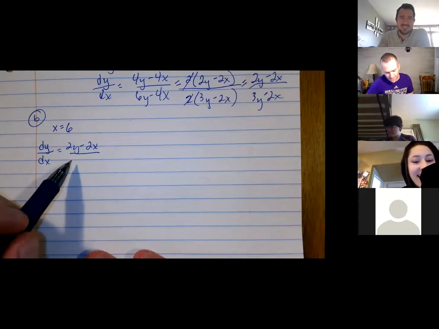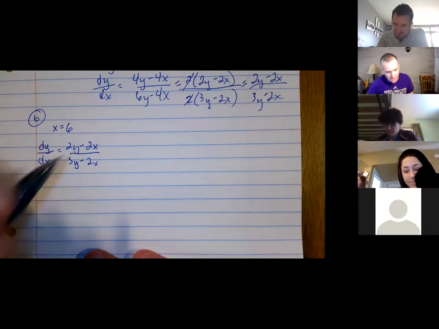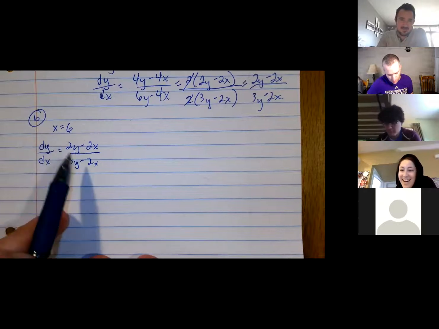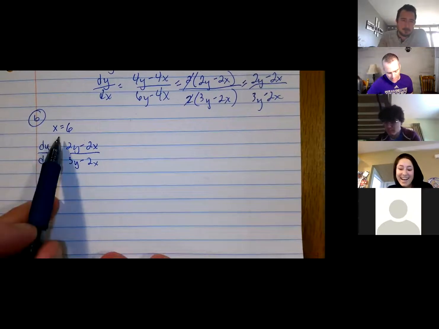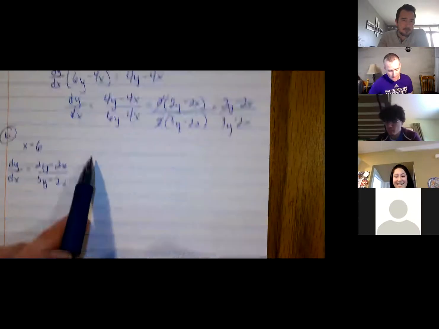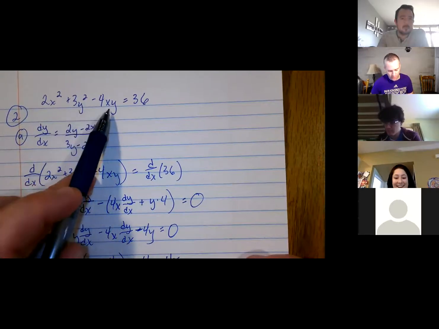So our derivative is (2y minus 2x) over (3y minus 2x), right? If I'm going to plug into the derivative, I need to know both x and y, so I can't plug in yet. To know x and y, I have to take x equals 6 and plug into the original equation. The original equation is 2x squared plus 3y squared minus 4xy equals 36.